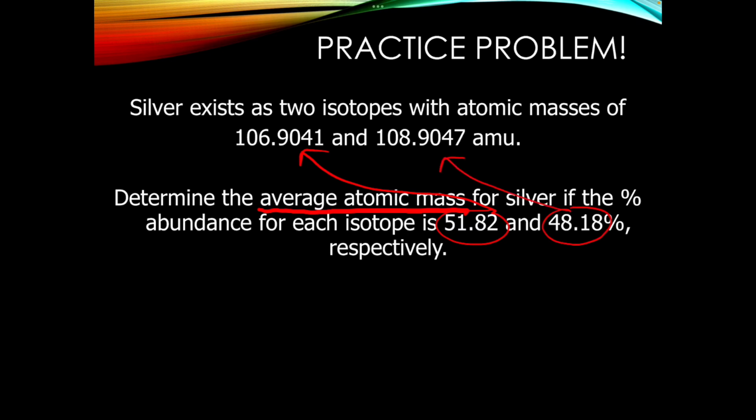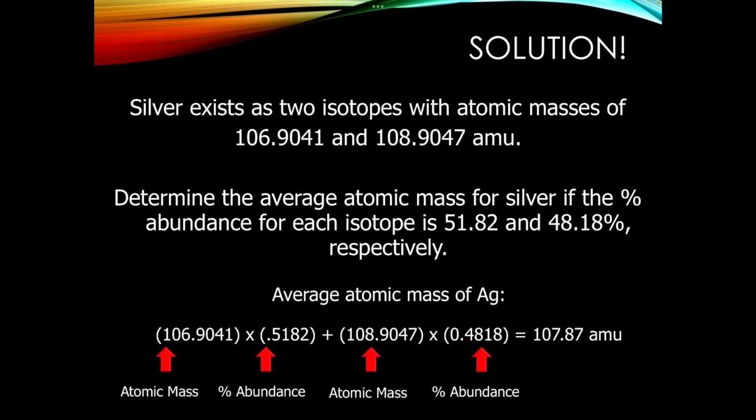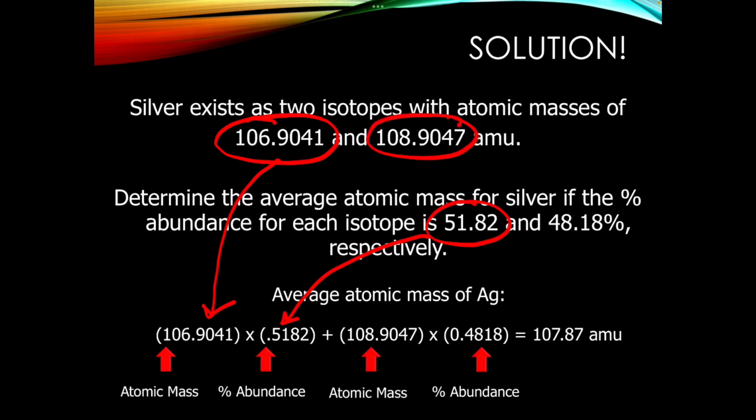So again, we're going to do mass times percent, and add them all up. So here we have our mass times our percent. And remember, we need to use our percent as a decimal, so we're going to divide it by 100. So our mass times our percent. Okay, and then we'll do the next one. Mass times percent. And once you do those calculations and add them up, you'll get your AMUs.